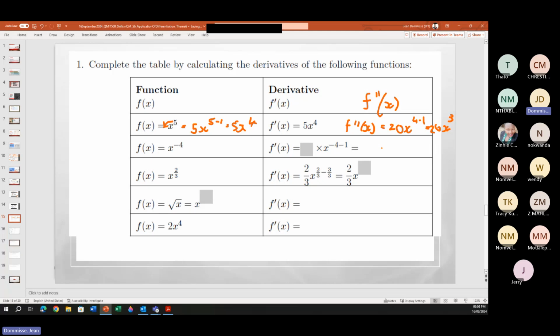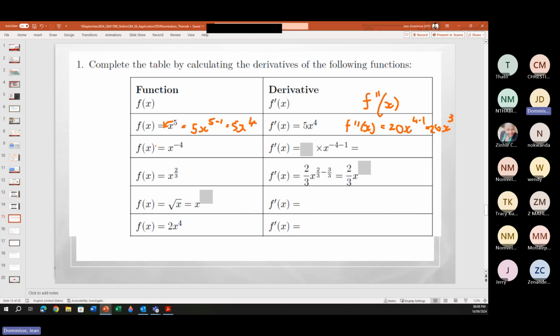And then if we really want to, we can go on and say there's another derivative, and we go on until we can't anymore. But they will not ask that of you. So basically, I just wanted to show you, if they ask for the second derivative, you just do the same process. Take the exponent to the front, and then the exponent minus 1. Okay, so that is for a positive exponent.